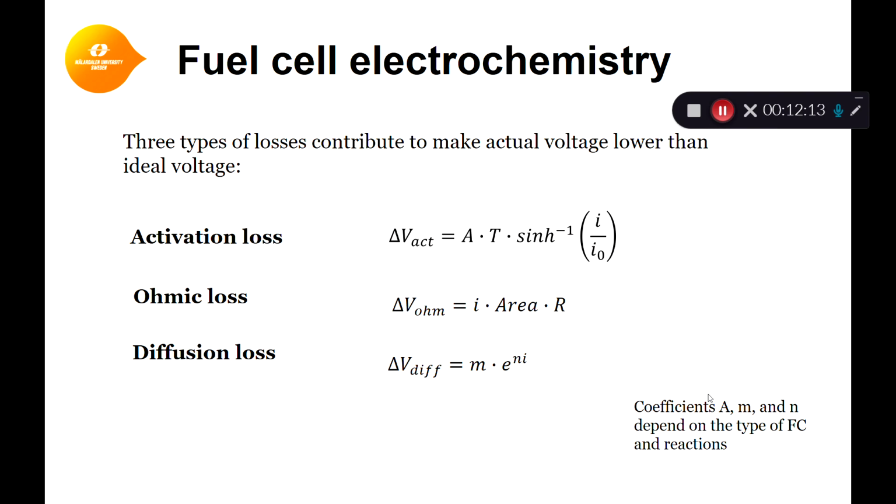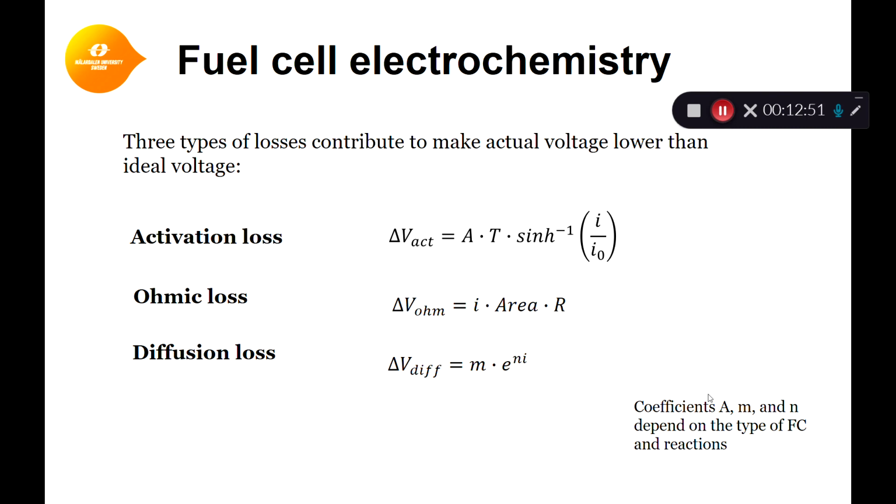The actual voltage, of course, is lower than the ideal voltage because there are several sources of loss that make the voltage lower. And this can be classified mainly in three types. First, we have activation loss, which is related to the energy that is needed to activate the reaction. And it can be described with this empirical formulation. We have also ohmic loss, which is related to the current flowing through the external circuit. And this follows the ohmic law.